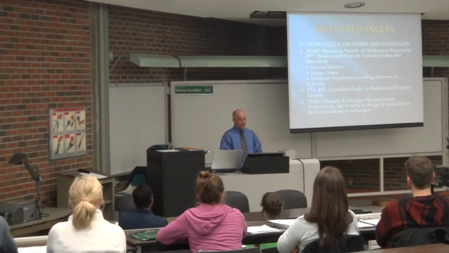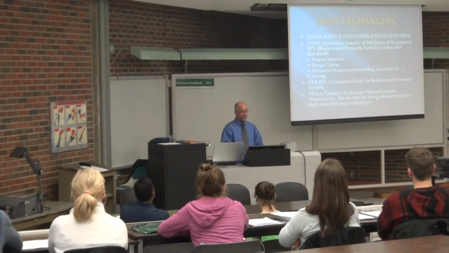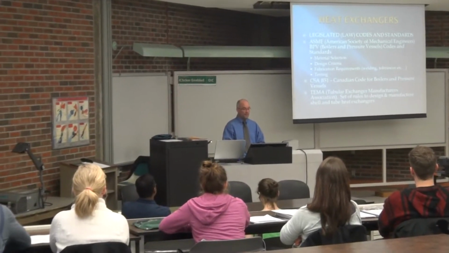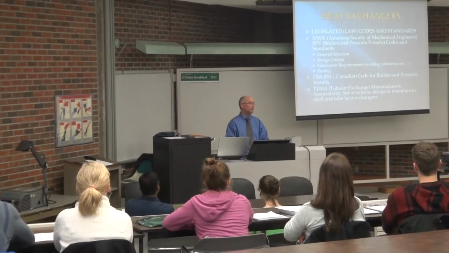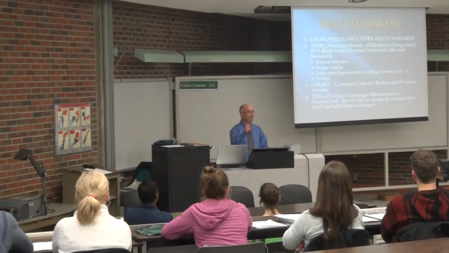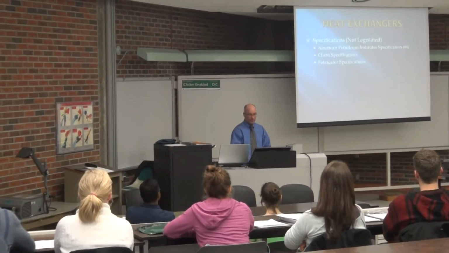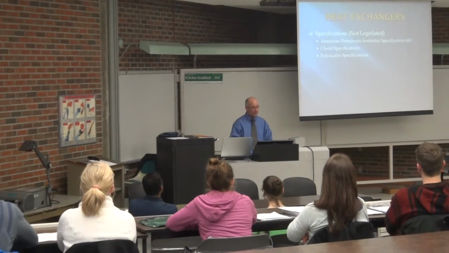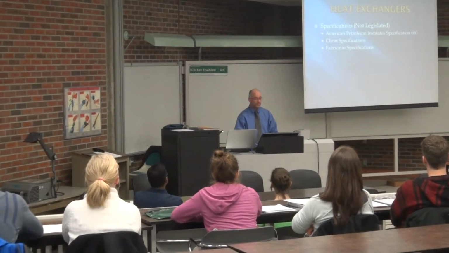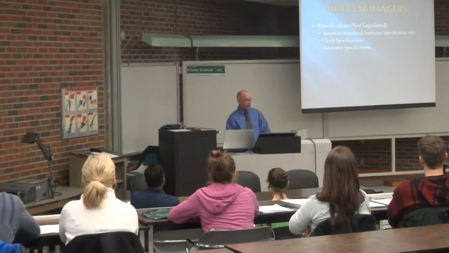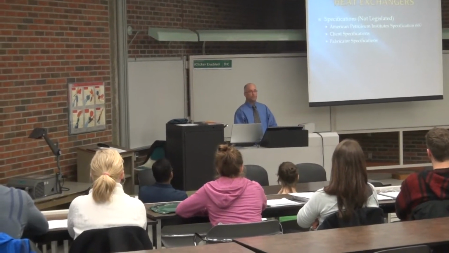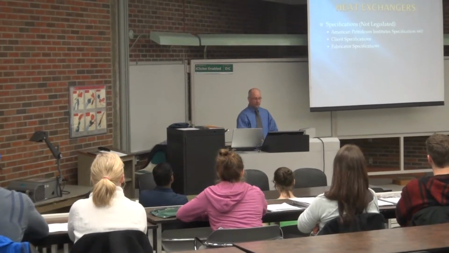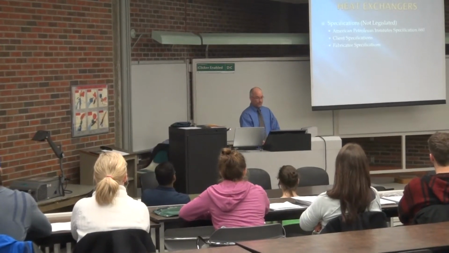So the Canadian code is the CSA B51, that's for boilers and pressure vessels, and then there's another one called the TEMA code, which is the Tubular Exchanger Manufacturers Association code. All those are legislated codes that we have to follow. For specifications, it's not legislated. The American Petroleum Institute has specification 660 for shell and tube heat exchangers, and then we use client specifications and our own internal fabricator specifications. So those aren't law, but we do have to follow them.